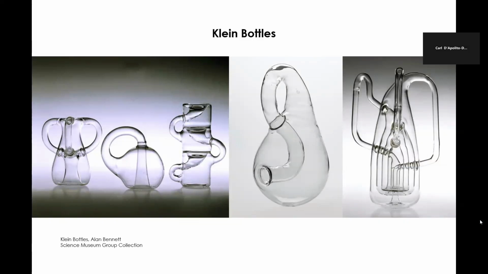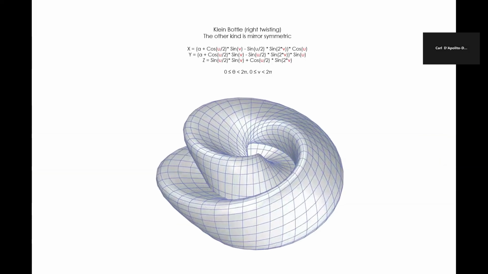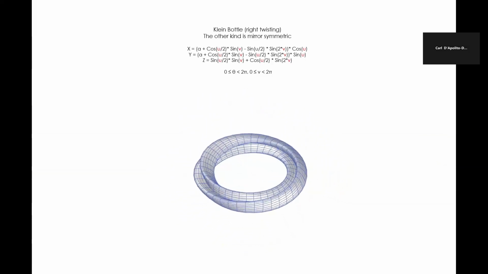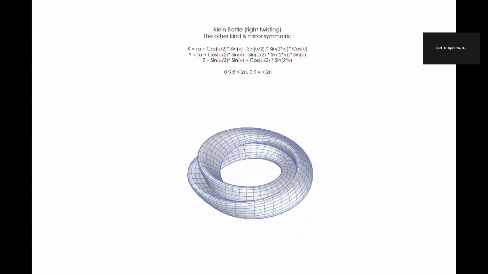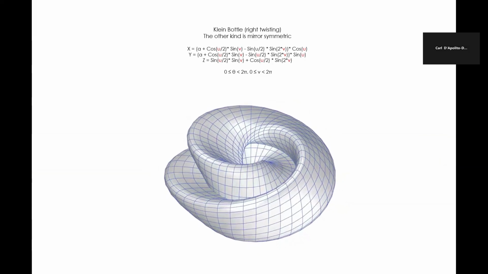Okay, next I want to talk about Klein bottles. There are, I think, actually three kinds of Klein bottles. You learned about this one already. This is the right-twisting Klein bottle, which is a figure eight that is revolving around a circle and rotating as it goes. And that one can be modeled with this parametric equation.